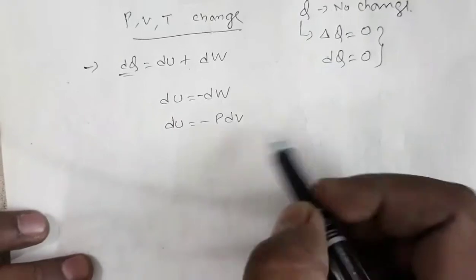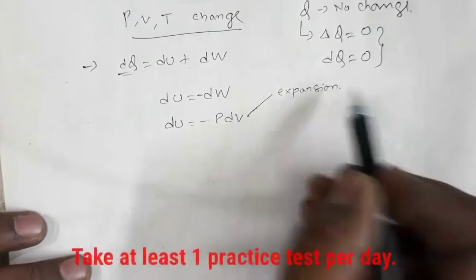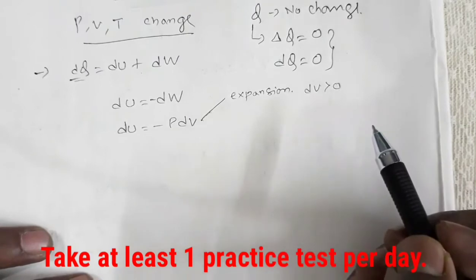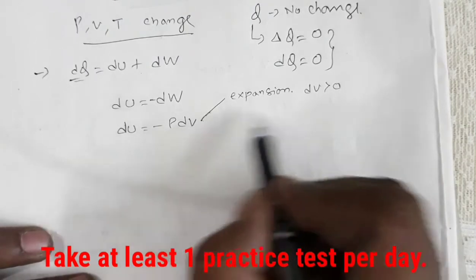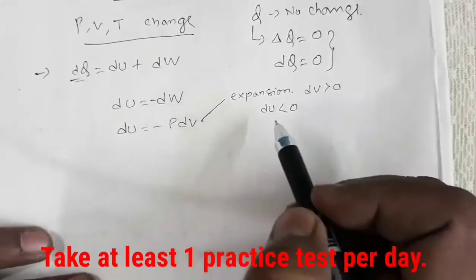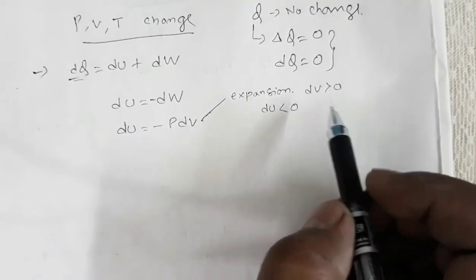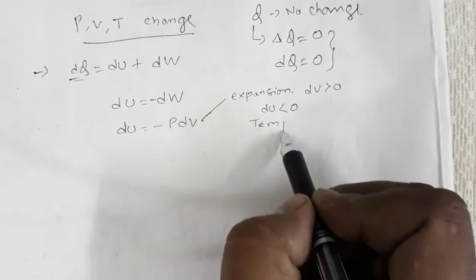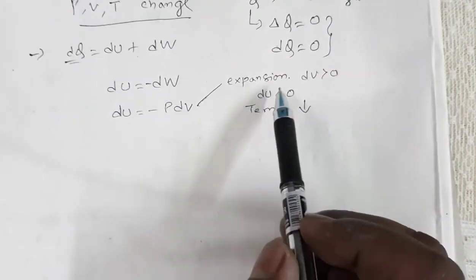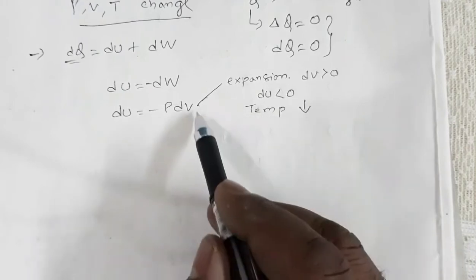Okay, now if there is expansion, in that case dV will be greater than 0 because volume is increasing. That means dV is positive. Now if dV is positive, that means dU is negative. Now dU is negative, that means the internal energy of the gas or the system is decreasing. Now if internal energy is decreasing, that means temperature is also decreasing. So in adiabatic expansion, the temperature of the gas will decrease, its internal energy will decrease.